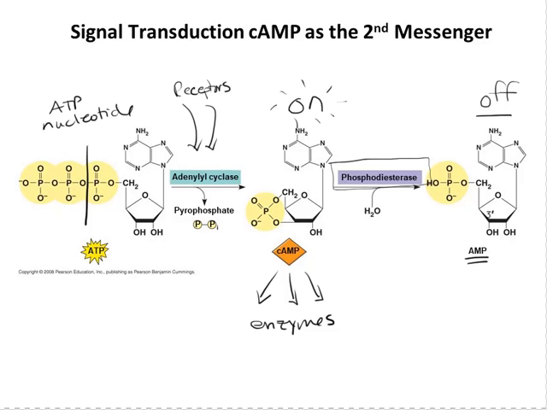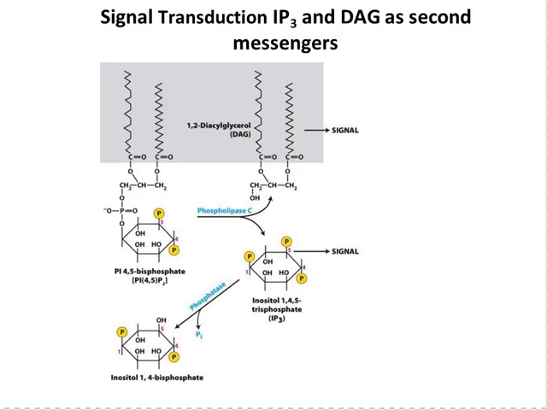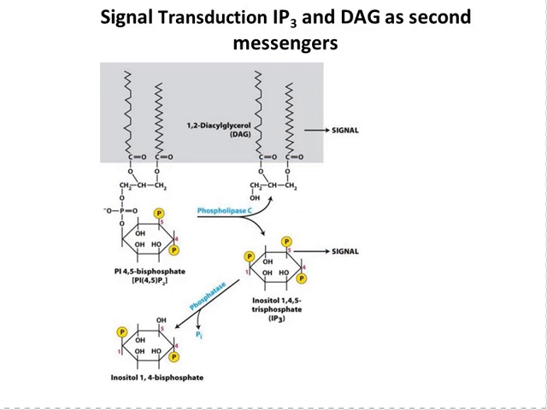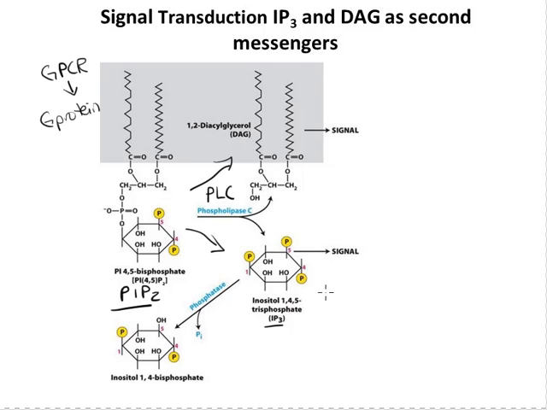IP3, which stands for inositol trisphosphate, and DAG, which stands for diacylglycerol, are second messengers produced by the action of the enzyme phospholipase C, or PLC for short. PLC is commonly activated downstream of G-protein coupled receptor signaling pathways, and when it's activated, it cleaves a membrane-embedded molecule called PIP2, for phosphatidylinositol bisphosphate, which is shown here on the left, into DAG, which remains embedded in the membrane, and inositol trisphosphate, which is polar and can diffuse away from the membrane into the aqueous cytoplasm.